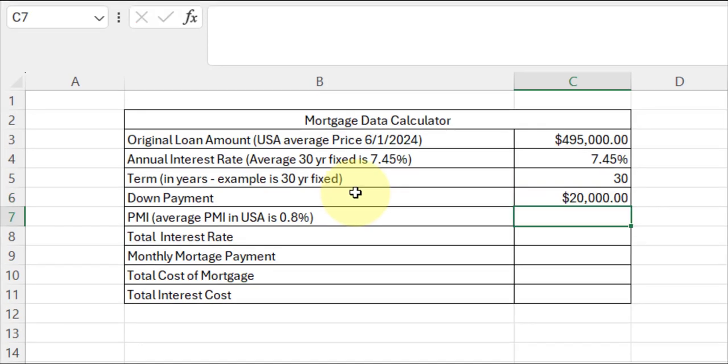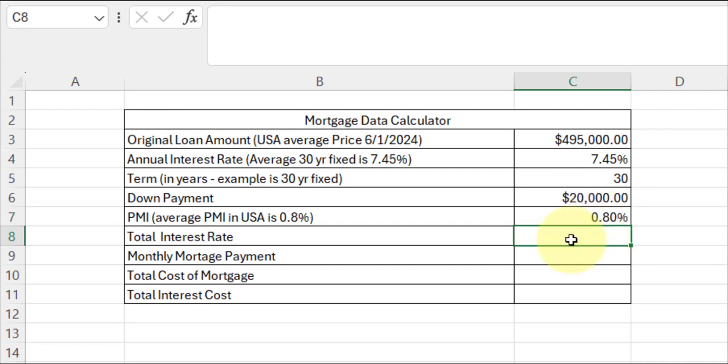Keep in mind, if you have less than 20% of the amount of the mortgage down, you will have something called private mortgage insurance. And that's what this is right here. In this case, we're definitely below that. The average private mortgage insurance in the U.S. is 0.8%. It goes anywhere from 0.4% on up to 1.5%, depending on numerous factors. So we'll use the average, 0.8%, and put it in here.